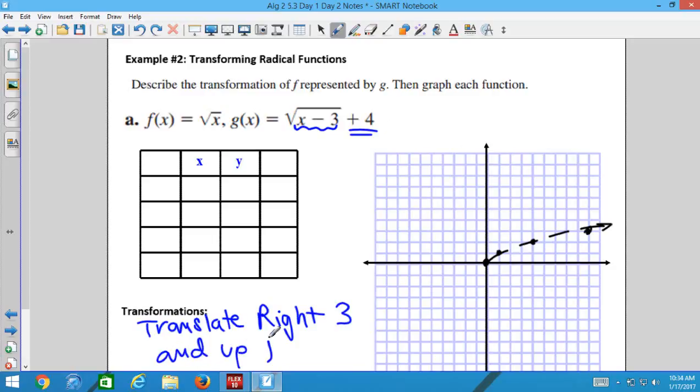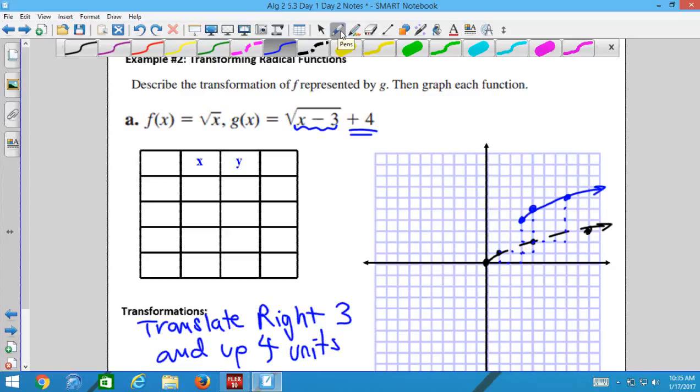And up 4 units. So we can take any point on here and go 3 right, up 4. Second point, 3 right, up 4. Third point, 3 right, up 4. And then the fourth point will be off the graph. So you can transform your graph by just using what it says to do. Or you can also do the ordered pairs. So if you do the ordered pairs and you write down your parent function first, I'm just showing you both ways. You can do it however you choose.